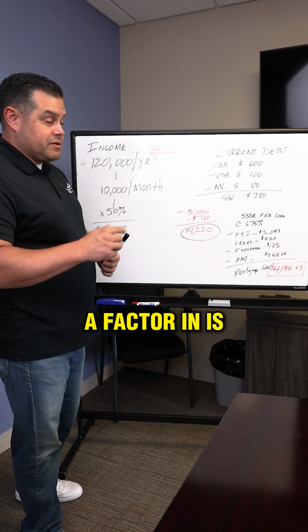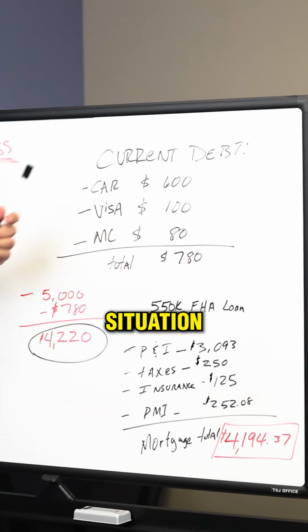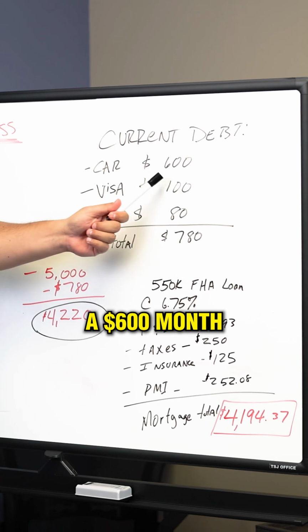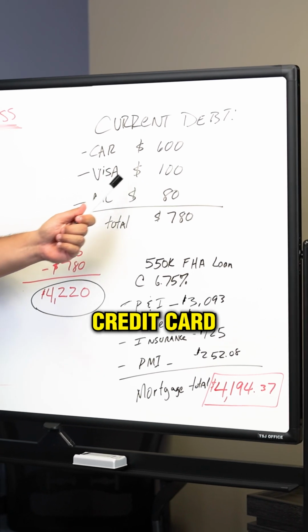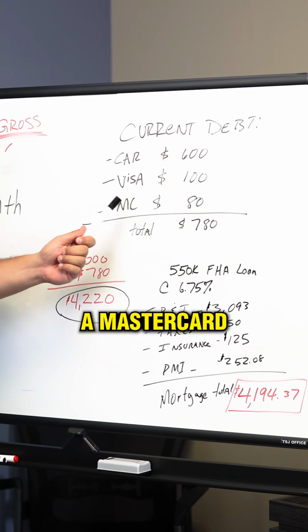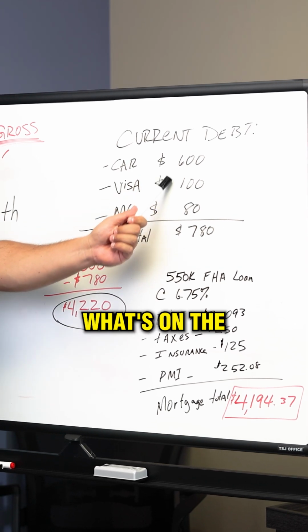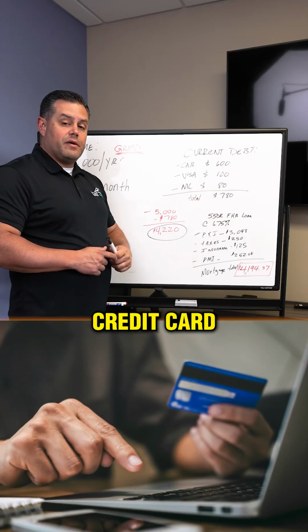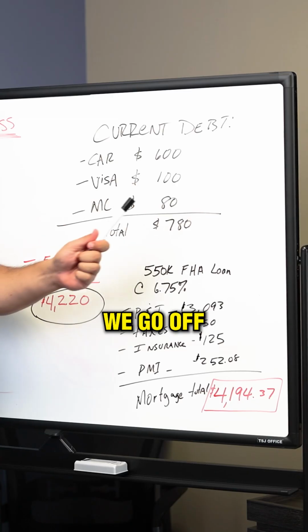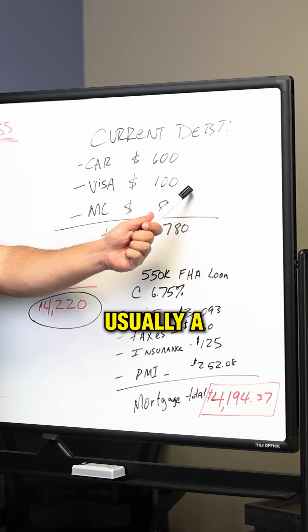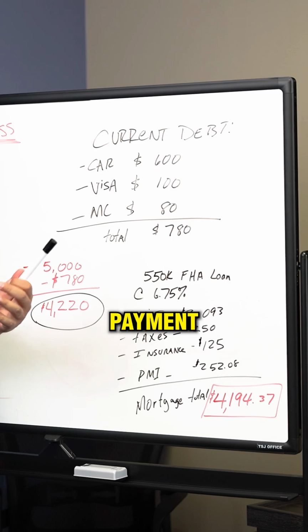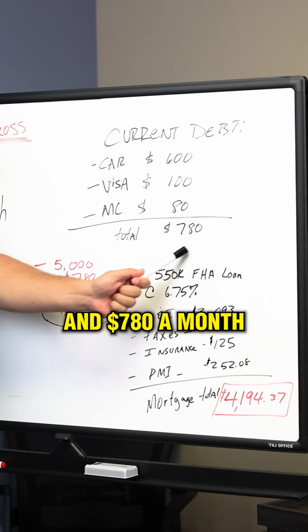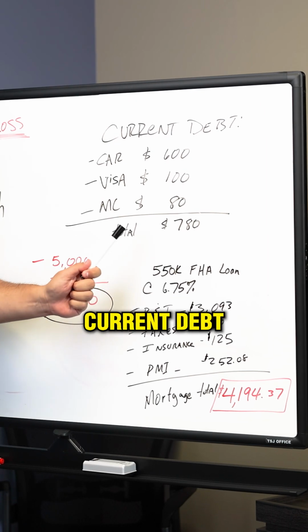Now, the other thing you have to factor in is we have to take away your current debt. So in this situation, let's say their current debt is what's on their credit report. On their credit report, they have a $600 a month car payment. They have a Visa credit card that they pay $100 a month, and they have a MasterCard that they pay $80 a month. Now, keep in mind, this is what's on the credit report. Some people say, well, I pay $300 a month, or I pay $500 a month on my credit card. We don't give a rat's ass, to be honest. We go off of the number that's on the credit report. That's usually a benefit to you because it's usually the minimum payment. So in this situation, it's $600, $100, $80, that's $780 a month of total current debt that they have.